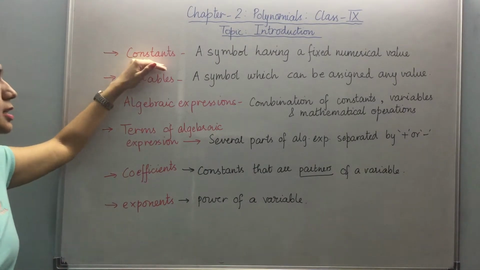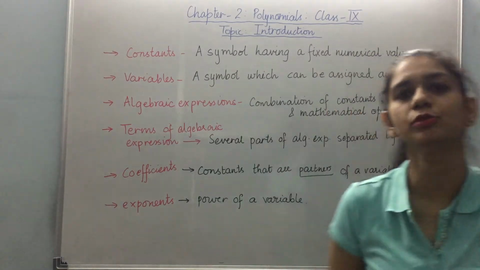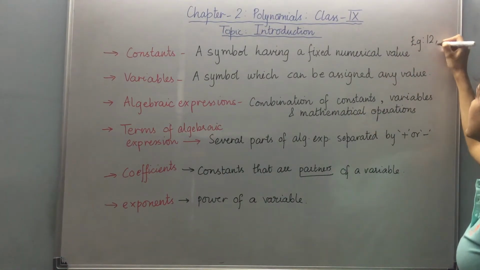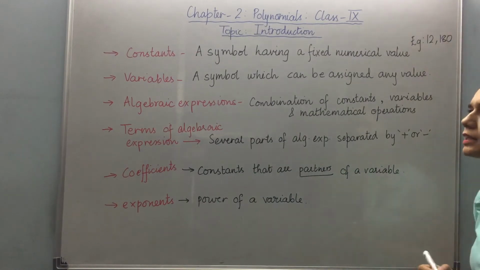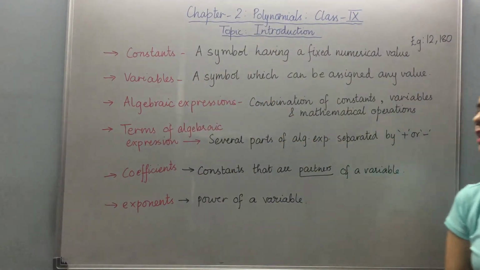What are constants? They are a symbol having a fixed numerical value. For example, any numerical value, 12, 18, 180, anything. So all the numbers are basically the constants.